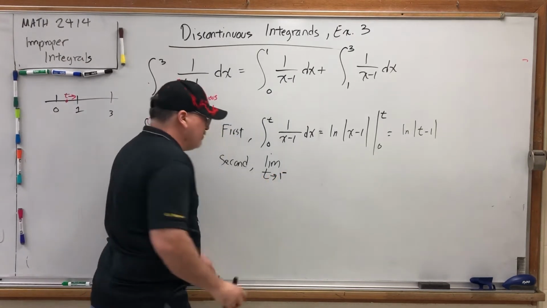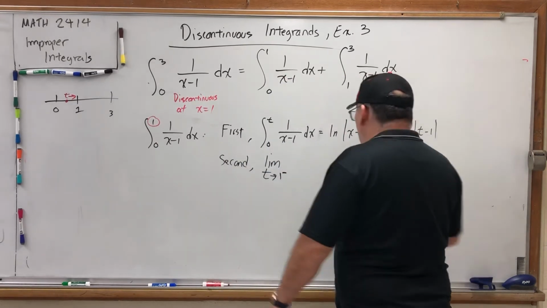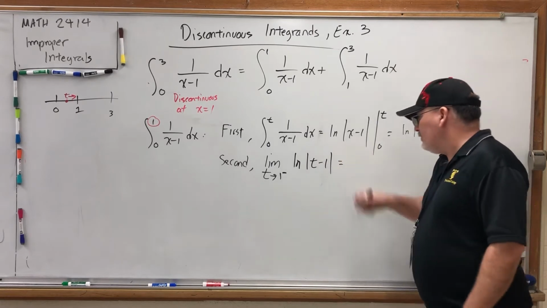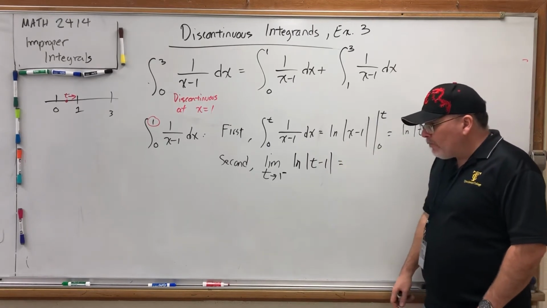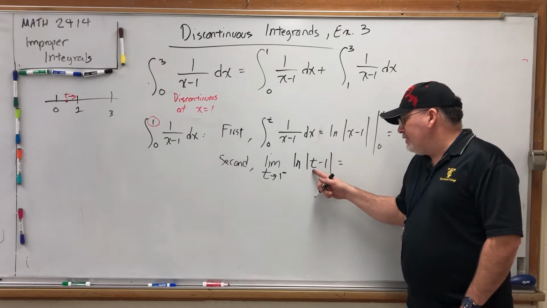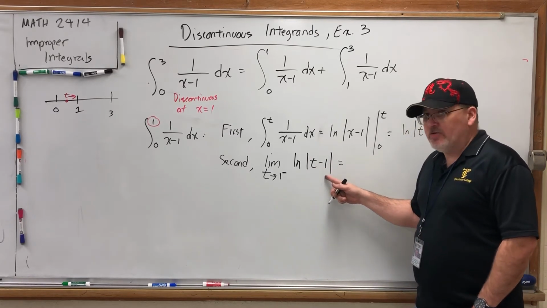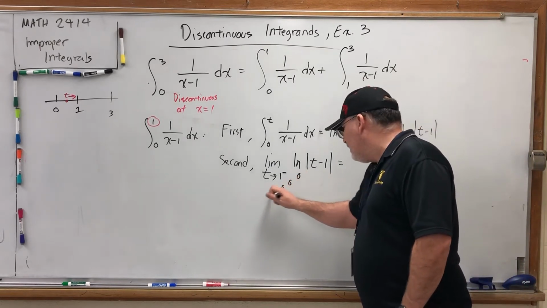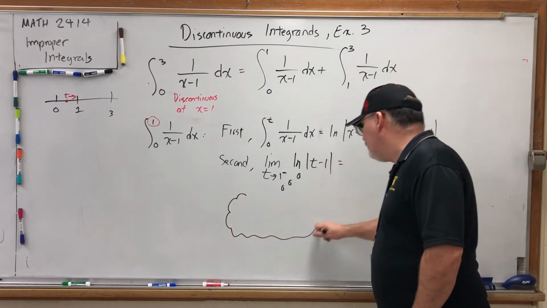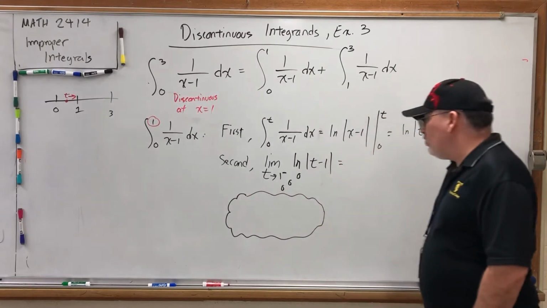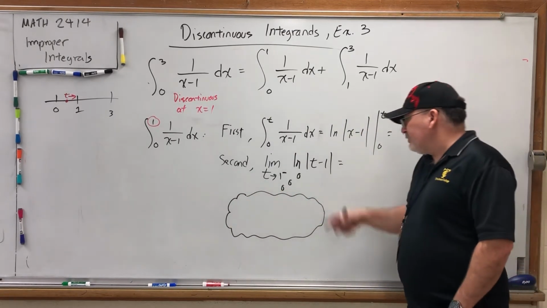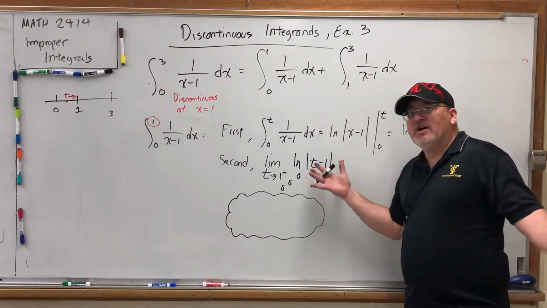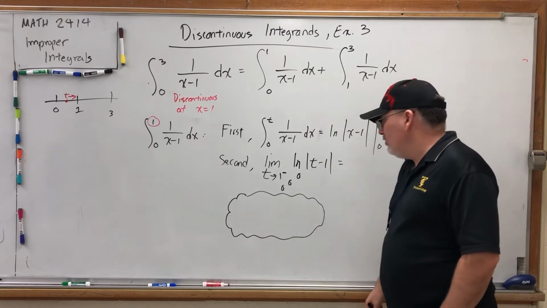So the limit as t approaches 1 from the left of the natural log of the absolute value of t minus 1. All right, let's think about this for a second. As we're approaching 1, the subtraction problem is approaching 0. So we have to think about, and I haven't done this lately, but I'm going to draw a thought cloud. As t approaches 1 from the left, this is approaching 0 from the right. Why do I say from the right? Because this is always positive. Positive numbers are on the right side of 0.